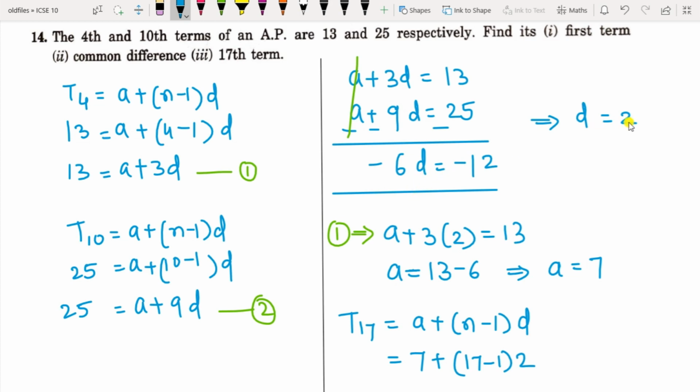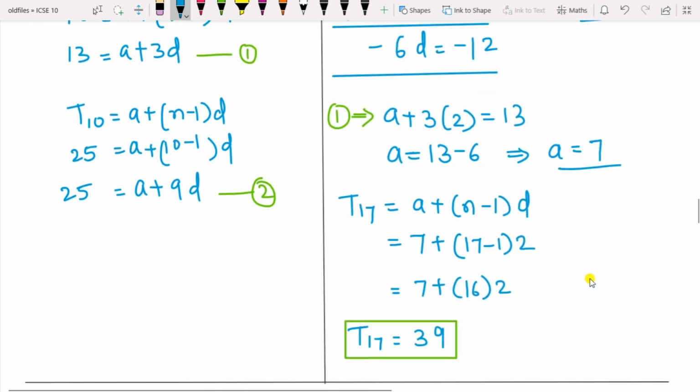So you get the value of D as 2, and substitute the value of D in any one of these equations, and you get the value of A as 7. This is D and this is A. Now using A and D, you can find the 17th term of the AP.